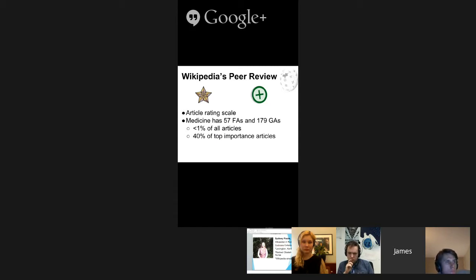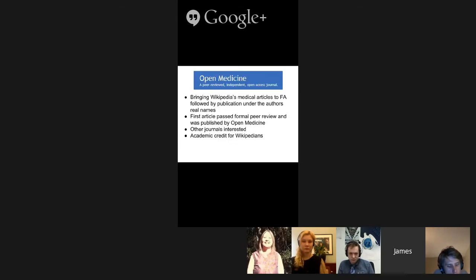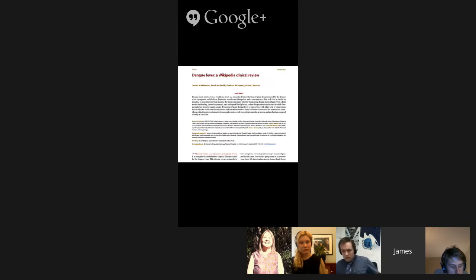But less than 1% of our articles have passed this formal peer review process. The number of articles that have passed the semi-formal peer review is higher for our more important content. One interesting initiative we've been working on here the last few years is we're looking at introducing formal peer review to Wikipedia. So basically, editors take a Wikipedia article to Wikipedia's own featured article status. They then submit it to an open access journal for formal peer review and publication. And this gets academic credit for Wikipedians, plus it improves the reliability of Wikipedia. Our first article was published on October 2nd of 2014. Our article on dengue fever went through this process.